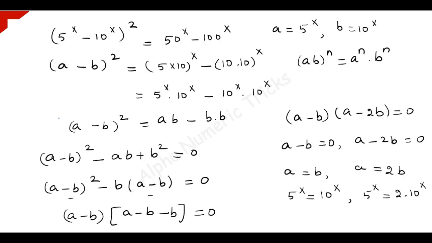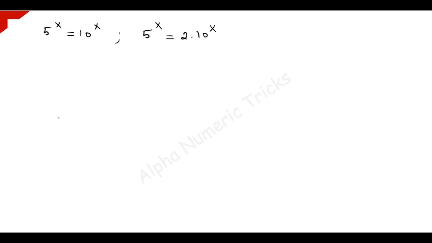Yes, 2 times 10 to the power x. Now we are going to simplify this. Take this 10 to the power x to the left hand side denominator. So 5 to the power x over 10 to the power x is equal to 1, or you have 5 by 10 whole to the power x is equal to 1.